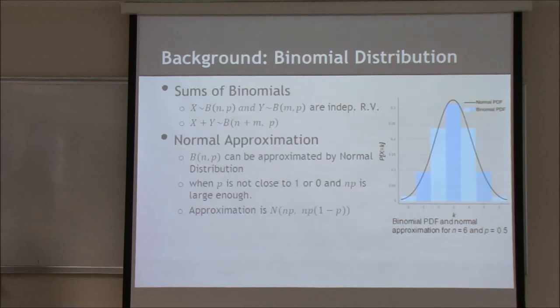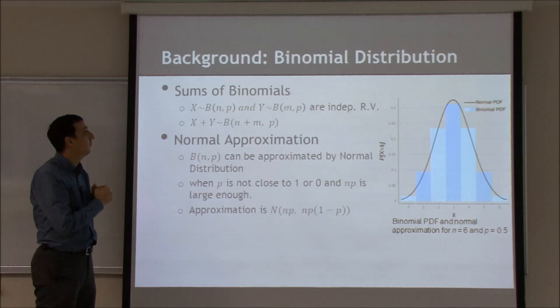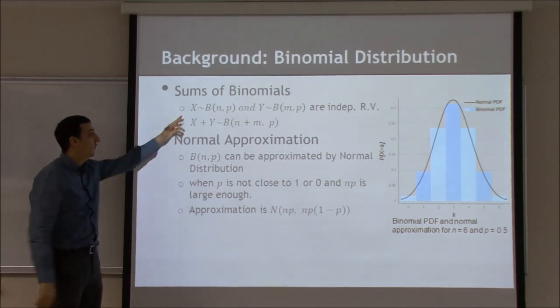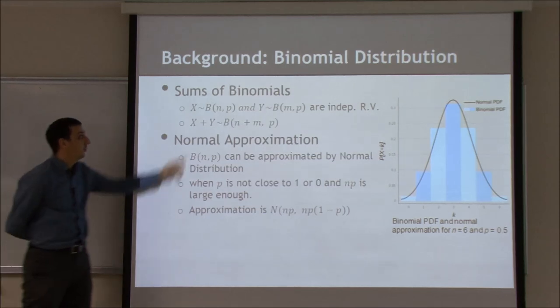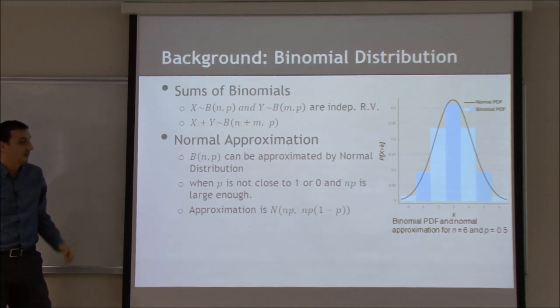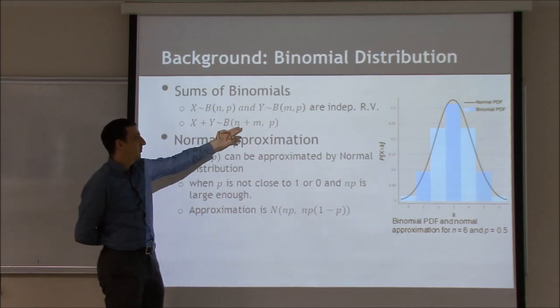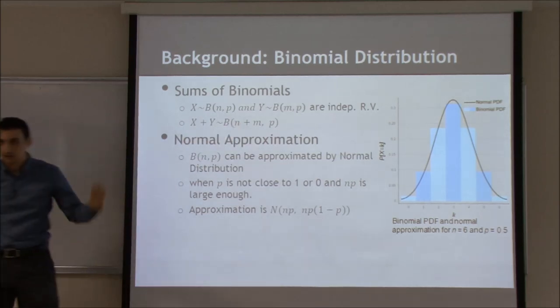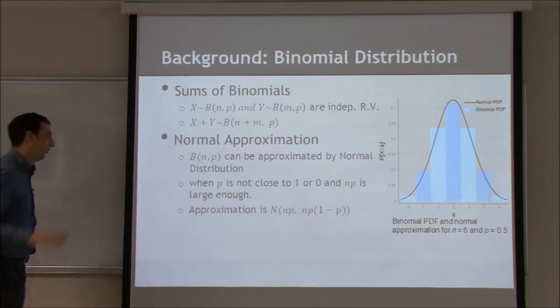So let's talk about some properties of binomial distributions. If you have two binomials, X and Y, with B(n,p) and B(m,p), the success probabilities are the same. And if they are independent, their sum is also binomial with these parameters. I think it's logical. Yes. You make more trials with the same conditions.